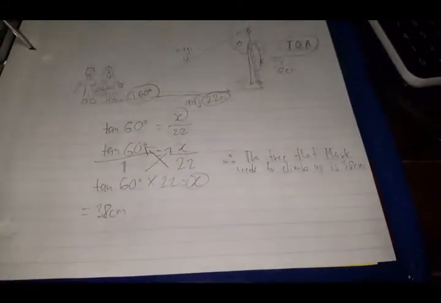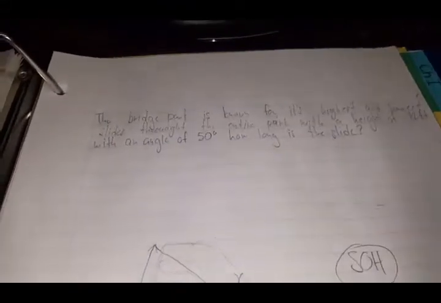And let's do some different questions. So for our next question, it's going to be a different answer for sure, and different signs that we're going to use. The Bridge Park is known for its highest and longest slides throughout the entire park, with a height of 12 feet and an angle of 50 degrees. How long is the slide?